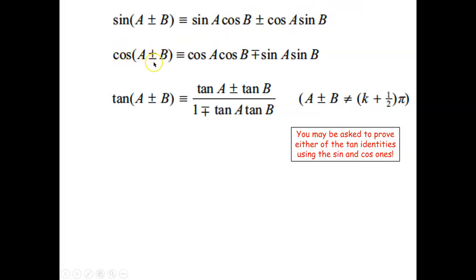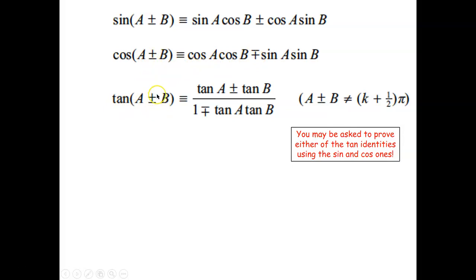For cos of A plus or minus B, this is identical to cos A cos B, so both coses, minus or plus sine A sine B. So that means if you have plus, then you use minus in the identity. If you have minus, then you use plus in the identity.